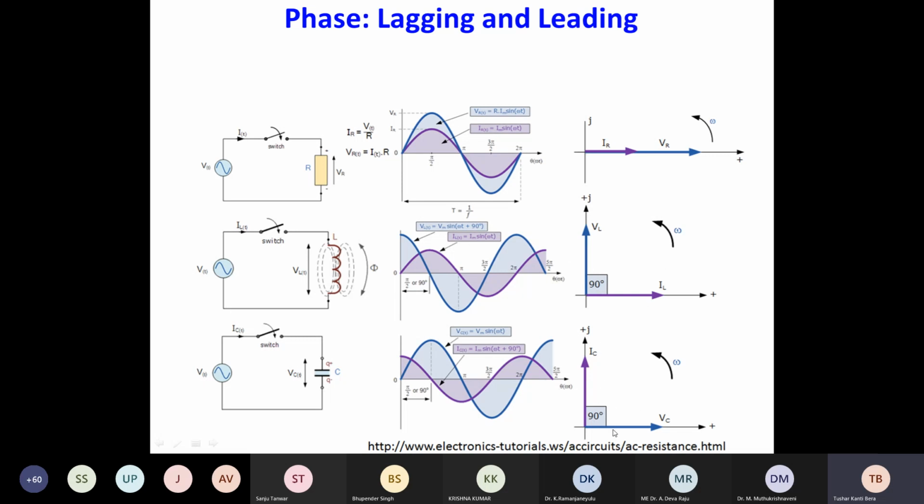For pure inductor and capacitor there will be 90-degree phase displacement. That's why we have drawn these vectors with 90-degree displacement. The difference between inductor and capacitor is that the current will be lagging behind the voltage in case of inductor, and in case of capacitor the current will be leading over the voltage. So the purple arrow is representing the current and the blue arrow is representing the voltage in this vector diagram or in this time diagram.